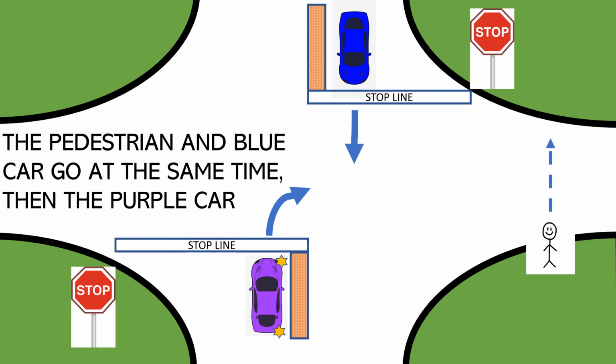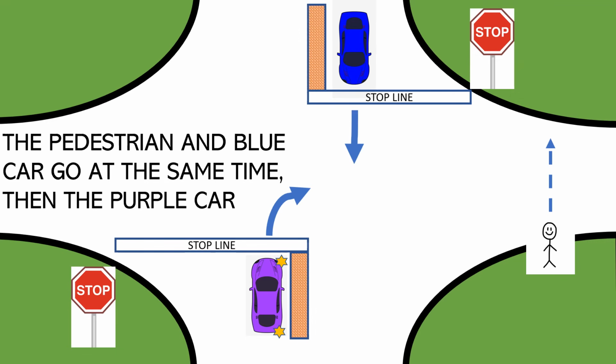So in this case, we've got the blue car going straight ahead, we've got the pedestrian crossing the road, and we've got the purple car trying to do a right-hand turn. Now the blue car can go straight away. The pedestrian should go straight away. However, the pedestrian may look across and see the purple car with its right indicator on, and the pedestrian might be reluctant to step onto the road.